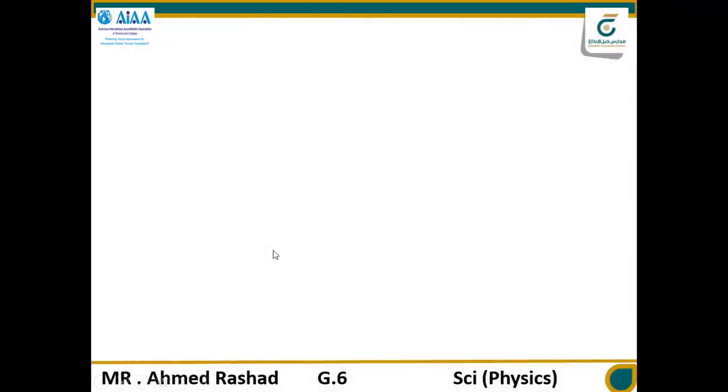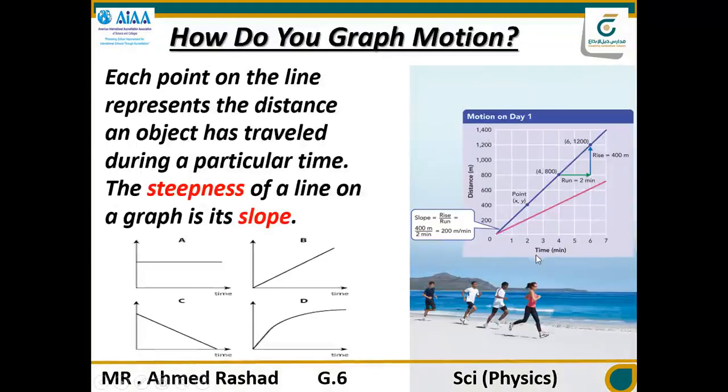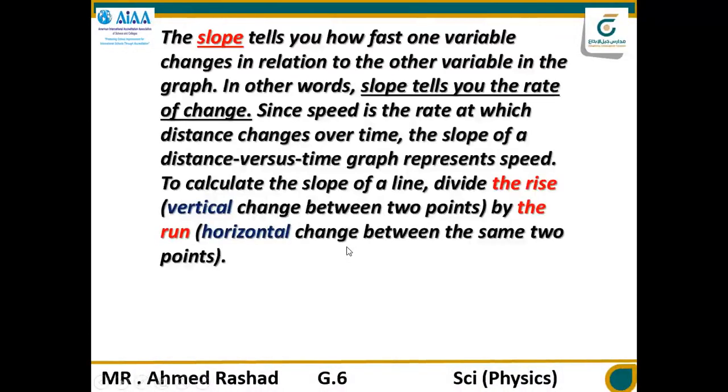That's what we're talking about in this slide. The slope. Slope tells you how fast one variable changes in relation to another variable. So in motion we have two variables, distance and time. When one is changing relative to the other along this line, we can take the slope to get the rate of change. Again, in simple words, slope tells you the rate of change.